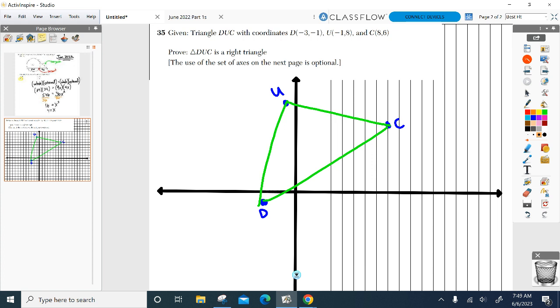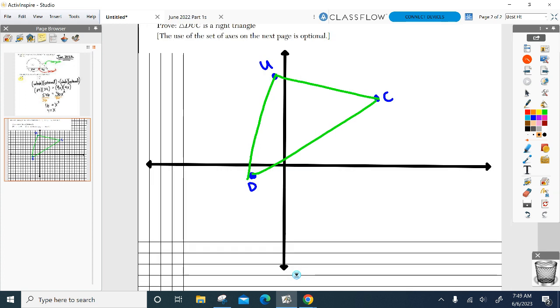I'm asked to prove triangle DUC is a right triangle, so I need to show there's a right angle in here. And if you take a look at the diagram that I have up here, we can probably guess the right angle is probably going to come at you, right? So make your work neat. All right, here you go.